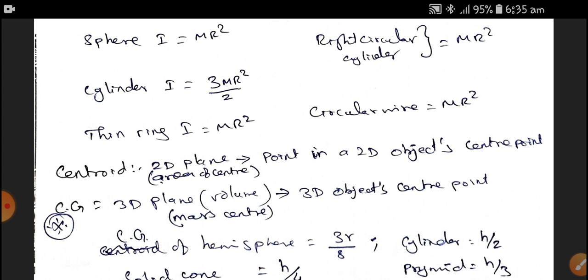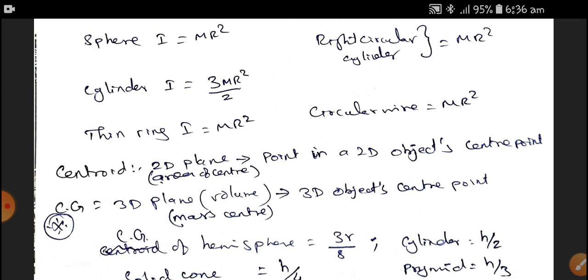Here, what we can understand is that in the centroid, the area center is very important, whereas the CG is the mass center. So you have to understand this depth. CG is the mass center, whereas the centroid is the area center. For area we have only two dimensions, whereas for mass we have three dimensions, called volume.